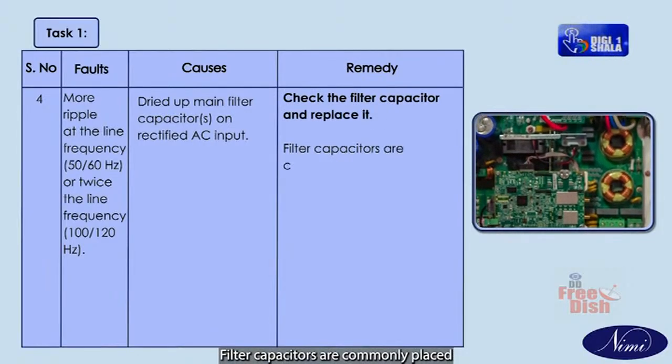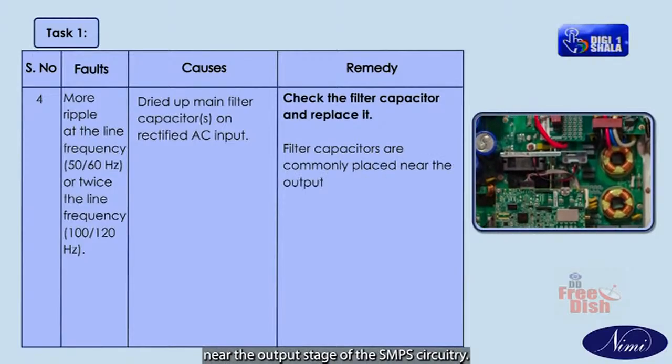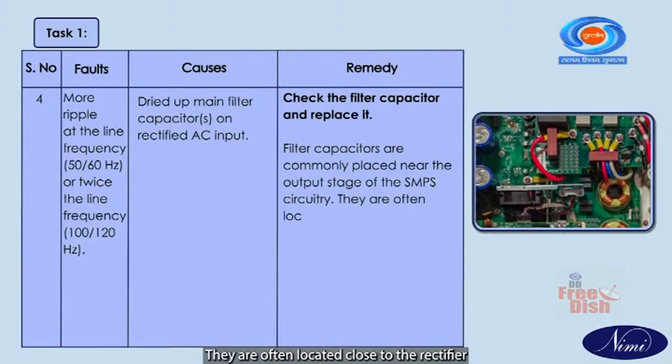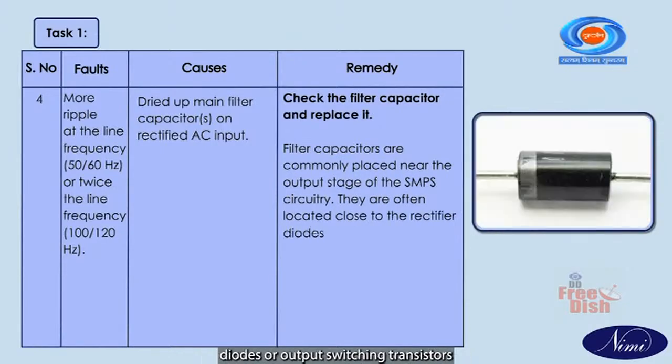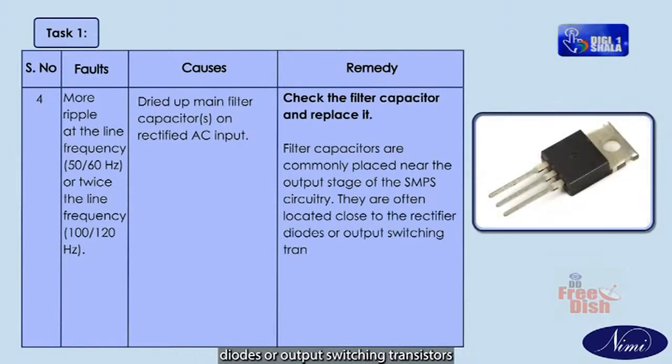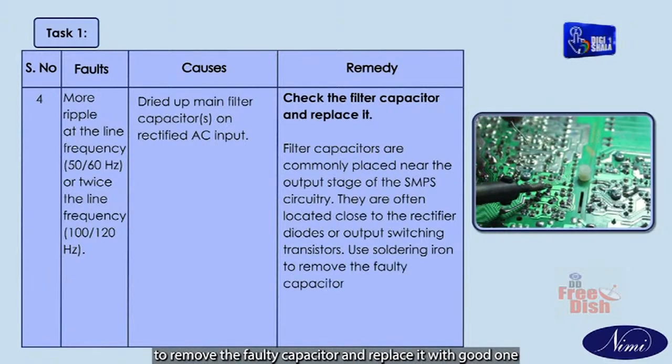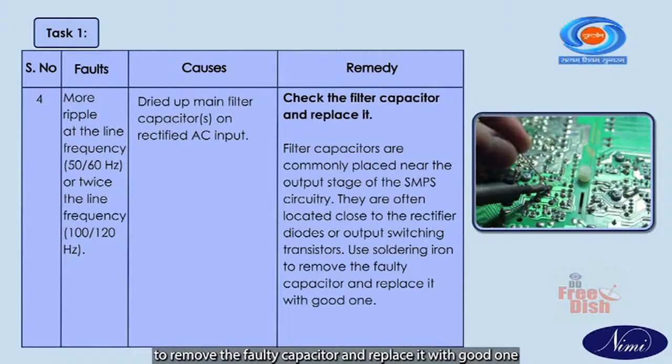Filter capacitors are commonly placed near the output stage of the SMPS circuitry. They are often located close to the rectifier diodes or output switching transistors. Use soldering iron to remove the faulty capacitor and replace it with a good one.